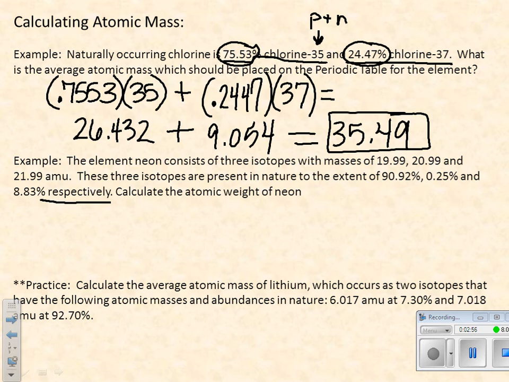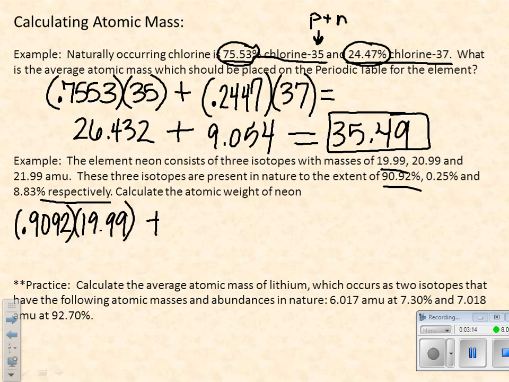All right, so let's go ahead and make sure. We're going to take the 90.92 of our mass right here and change it to a decimal number, which is 0.9092. And because it said respectively, it's going to be with that first one as well. So times 19.99, plus, do our next one. So these two guys are going to go with each other. Make sure you move your decimal again, 0.0025 times 20.99.